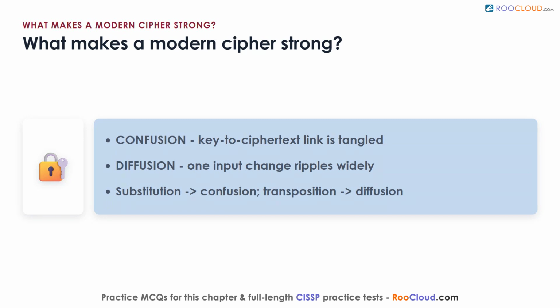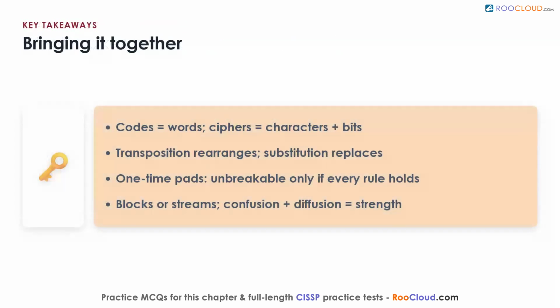Picture stirring a drop of dye into water. Diffusion spreads it everywhere, and confusion means you can never trace it back to the drop. So let's bring it together. Codes swap words, while ciphers scramble characters and bits. The two core moves are transposition, which rearranges, and substitution, which replaces.